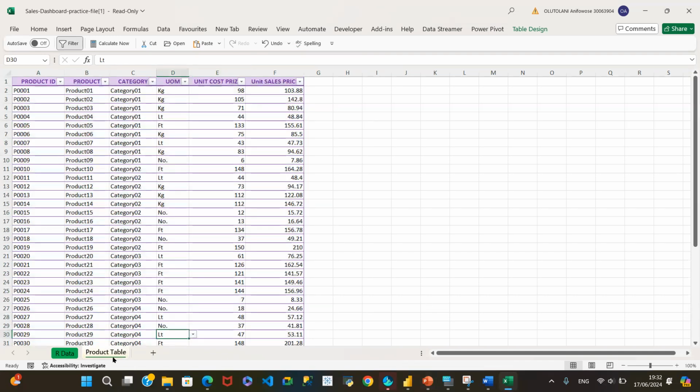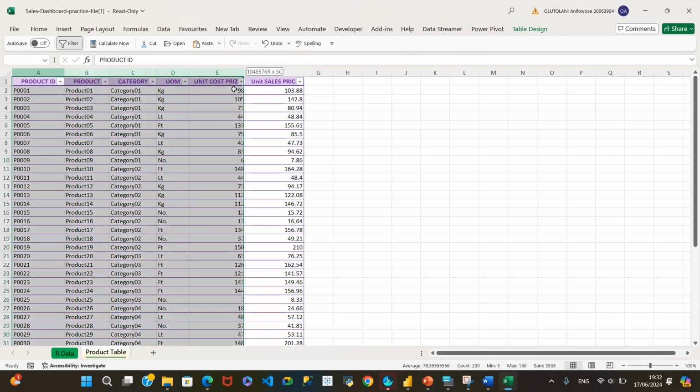So what a dimension table does is it's just for information purposes only. It just records information about the units of your business. For example, this business sells products. So they have a record of the products that they sell.